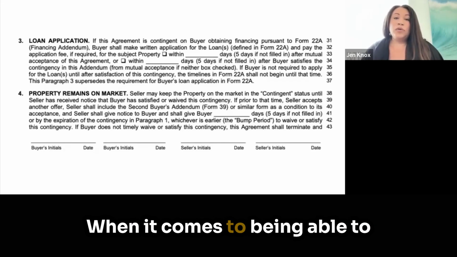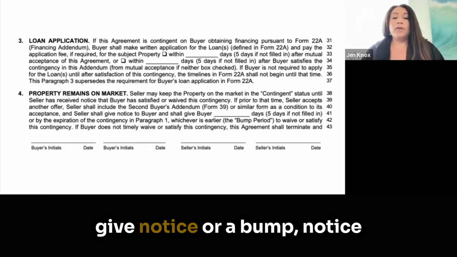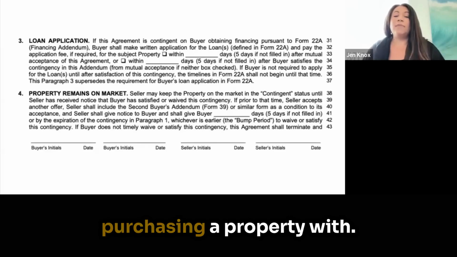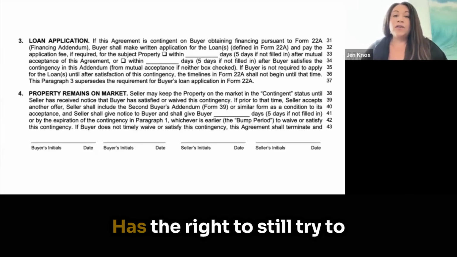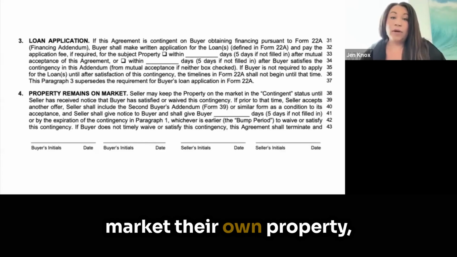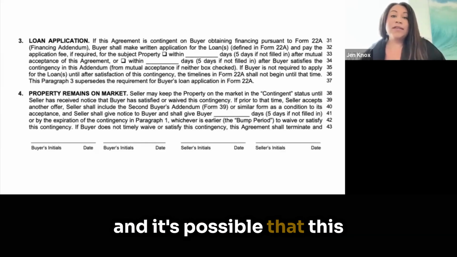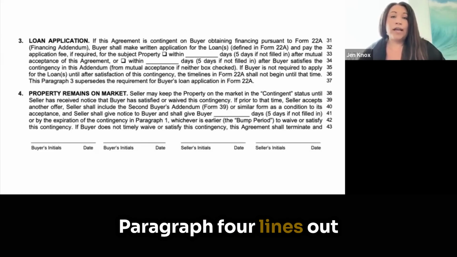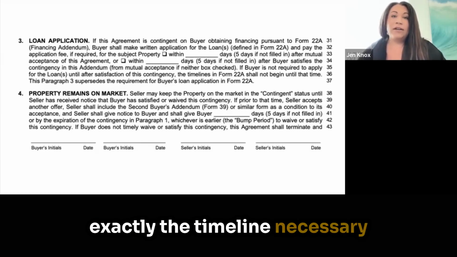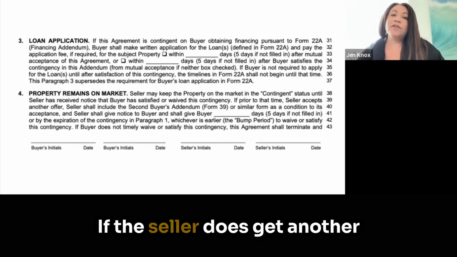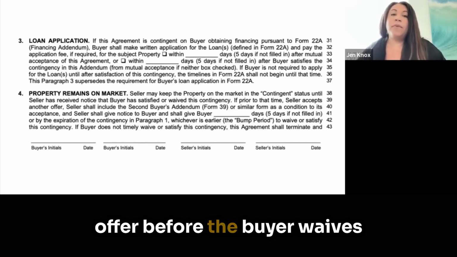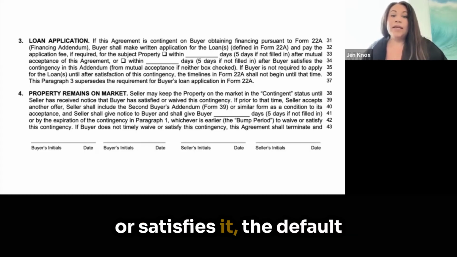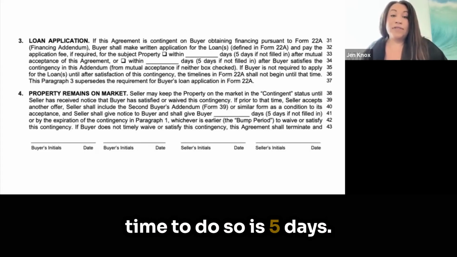When it comes to being able to give notice or a bump notice, that seller that the buyer is purchasing a property with has the right to still try to market their own property. And it's possible that this contingent buyer could be bumped out of the way. Paragraph 4 lines out exactly the timeline necessary for the buyer's reply if the seller does get another offer before the buyer waives this home sale contingency or satisfies it. The default time to do so is 5 days.